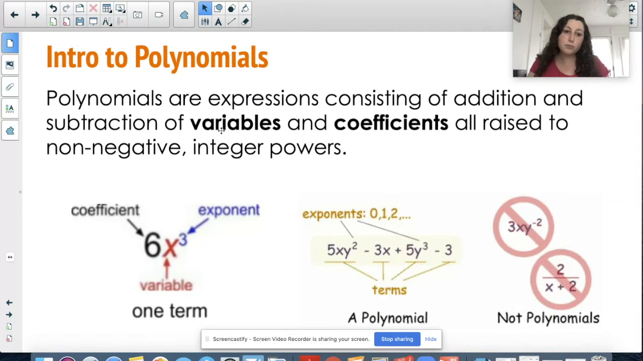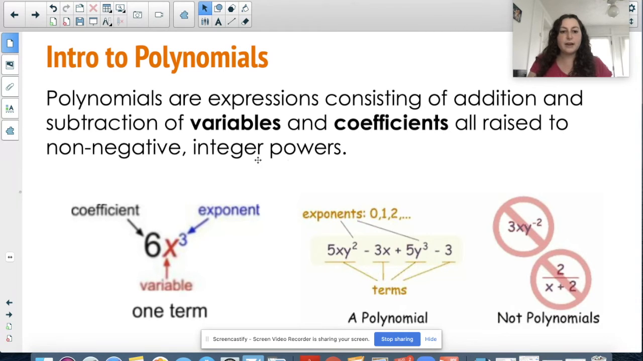Before we talk about operations with polynomials, let's make sure we know what polynomials are. Polynomials are expressions consisting of addition and subtraction of variables and coefficients, all raised to non-negative integer powers. So you have a coefficient, like a number, but that number could be 1, so you might not see it. X is a variable, but it could be Y, it could be P, anything, raised to some exponent. And again, that exponent could be 0 or 1, so you might not actually see it.